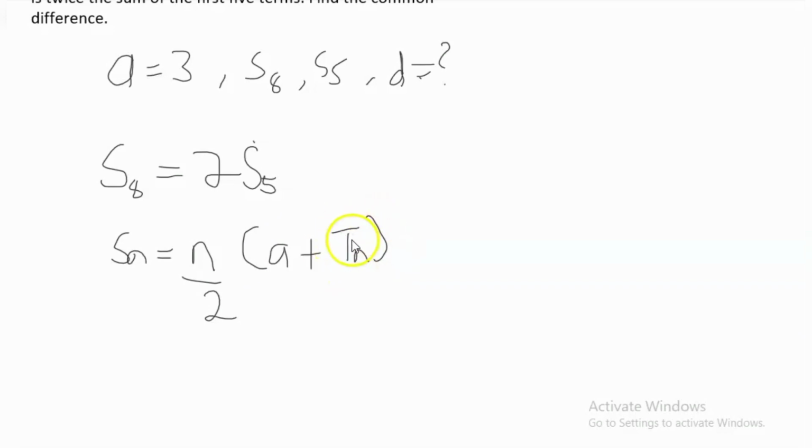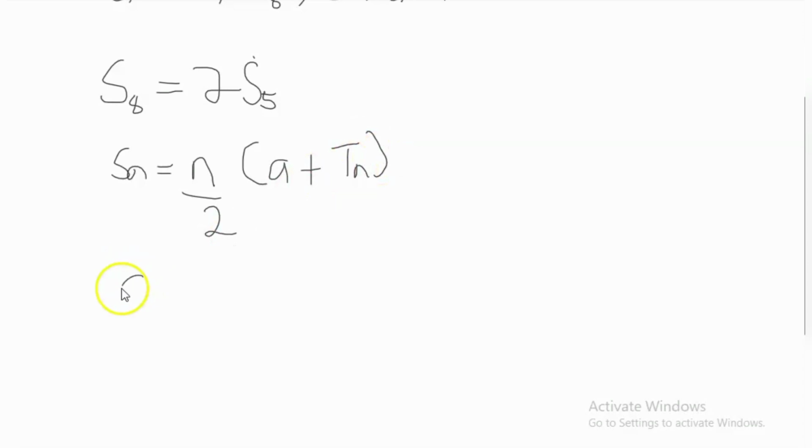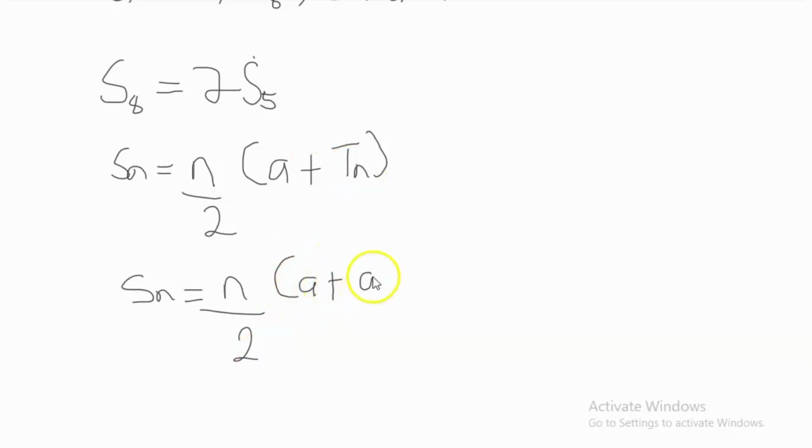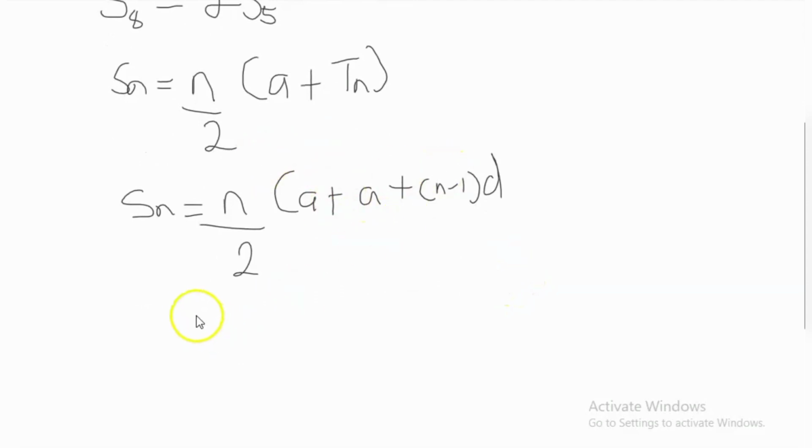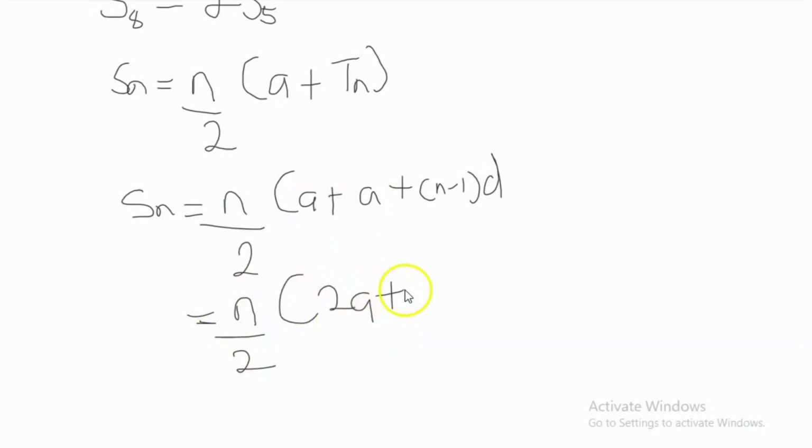Now remember there is a formula for Tn, and if we expand that, Sn is equal to n over 2, a plus, remember the formula for Tn, a plus n minus 1 d. Obviously you can still simplify that, so that will be n over 2, a plus a is 2a, plus n minus 1 d. So this is the formula for Sn.